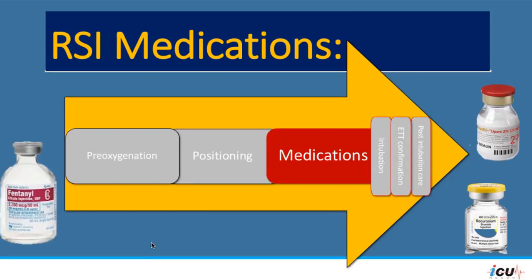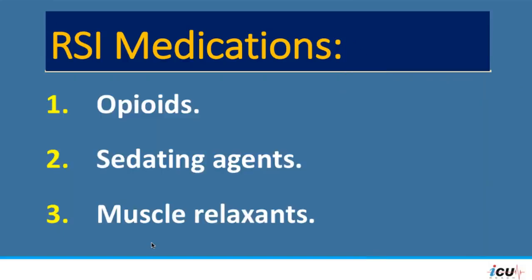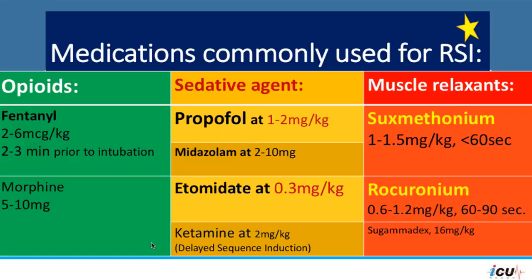Moving on to the RSI medications. And we use 3 groups of medications. We have to use opioids, we have to use sedating agents, and we have to use muscle relaxants. The commonly used opioid in ICU is fentanyl. We give it at 2 to 6 micrograms per kg. Ideally, you should give it 2 to 3 minutes prior to intubation, because the onset of action for fentanyl is around 3 to 4 minutes after administration. You can use morphine at a dose of 5 to 10 milligrams or alfentanil. The beauty of alfentanil is that it induces apnea, but fentanyl and morphine, they don't tend to do that unless you give really high dose.